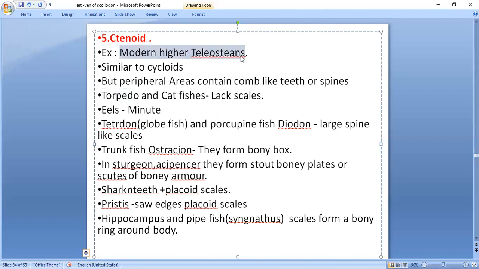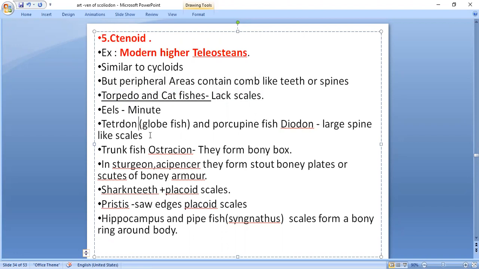Ctenoid scales are an example in modern higher teleost fishes. Some important points: torpedo and catfishes do not contain scales. Eels contain very minute scales. In Tetradon, known as blowfish, and the porcupine fish Diodon, the scales are modified into large spine-like scales.